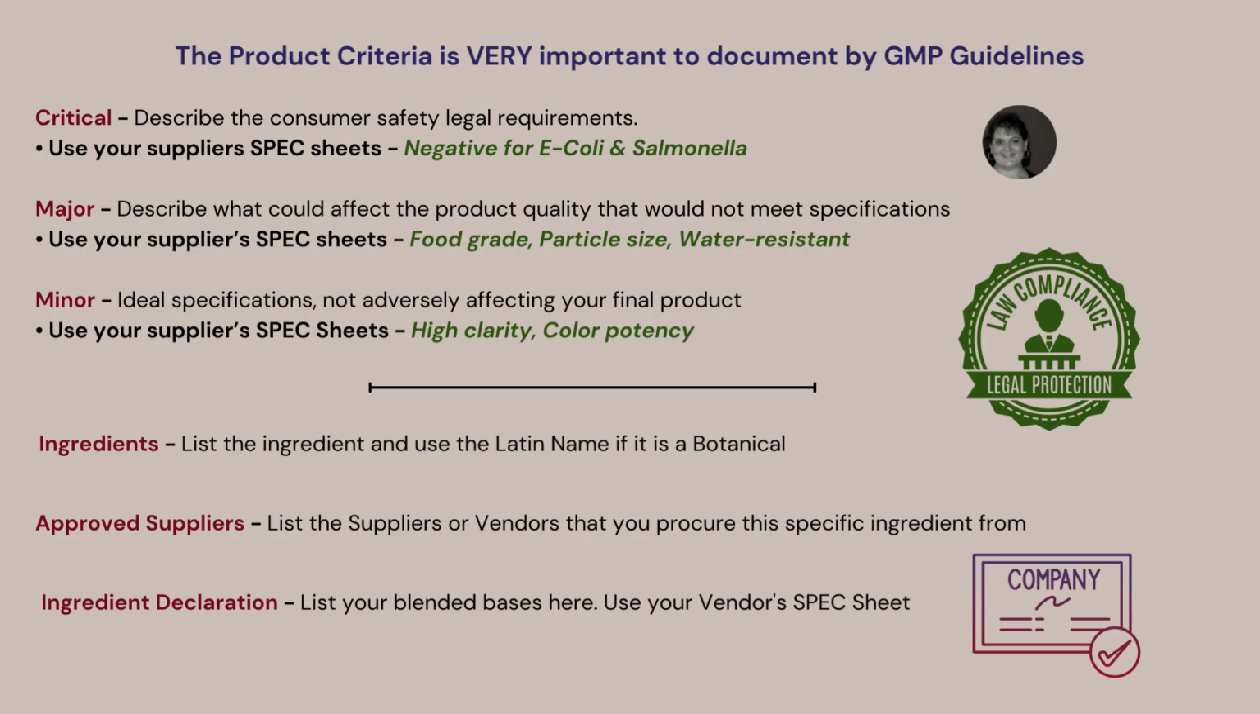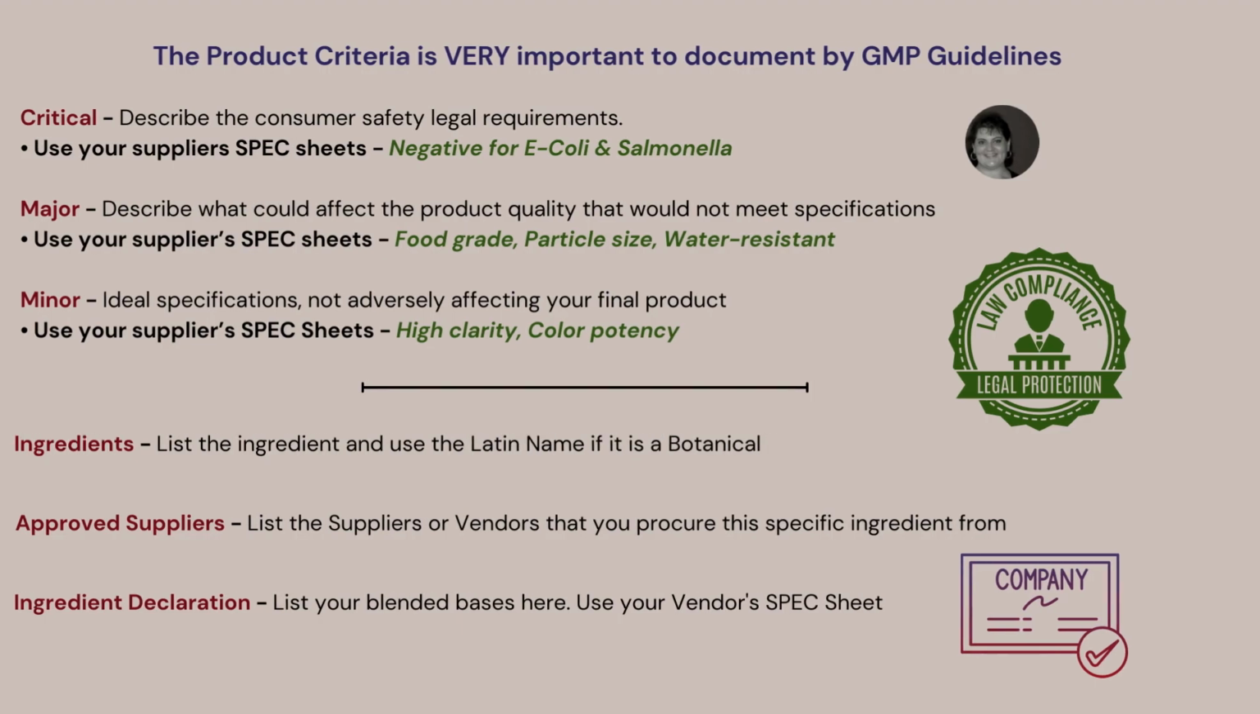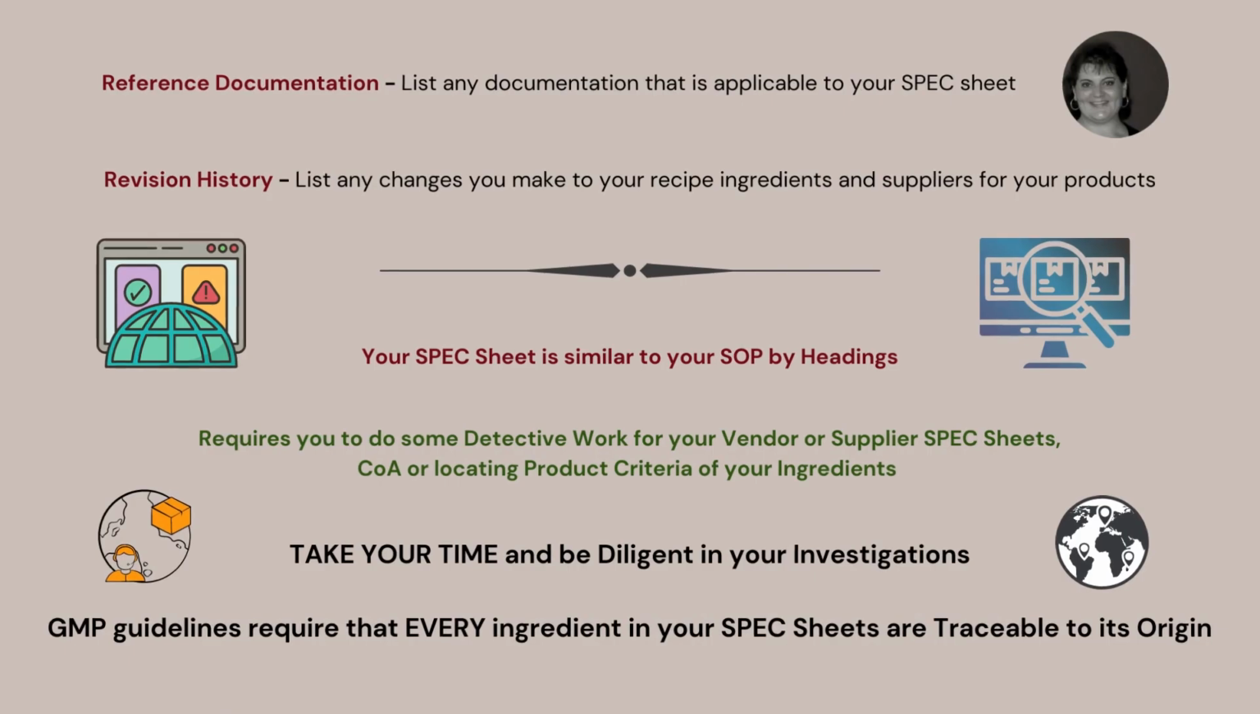Next is your approved suppliers. And here you will list the supplier of your vendor that you procure your specific ingredients from. Next is your ingredient declaration. List here your blended bases and use your vendor's spec sheet. It is very important that you keep a close eye on your ingredient declarations. Vendors do modify their blends, and you will need to keep track of their changes, as this could affect your final product's outcome.